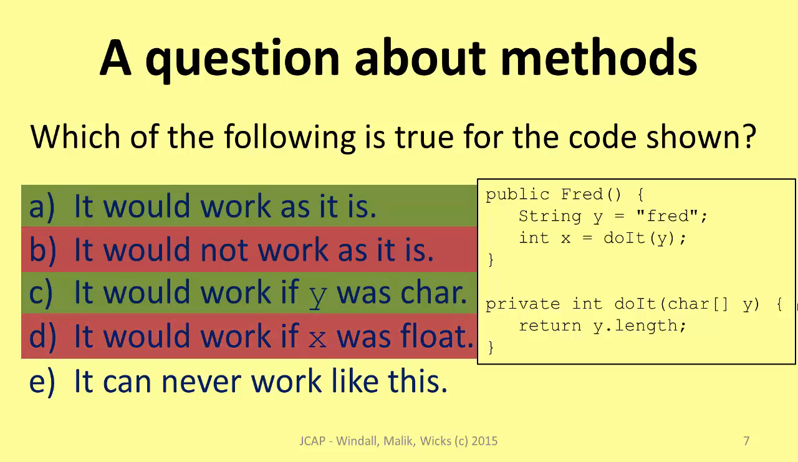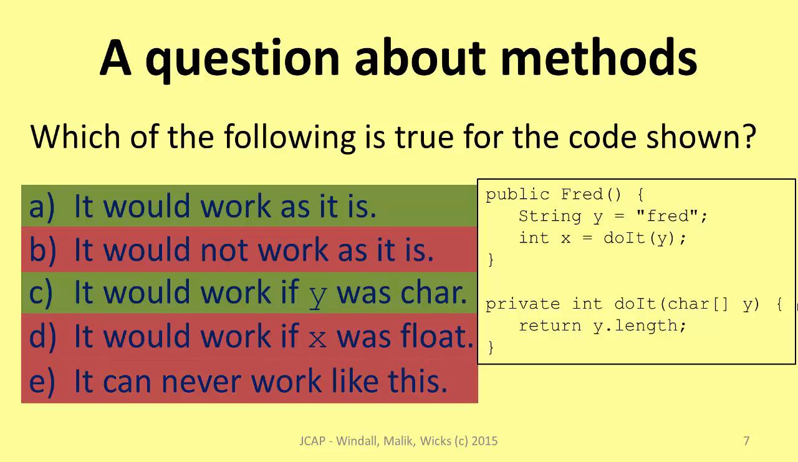What about if x was float? Well, if x was float, that wouldn't work, because the type for the method and the type for the variable are different. Integer and float are not equivalent. String and char arrays are, but integer and float are not. And it can never work like this. Well, as we've seen, it does work, therefore it can work.